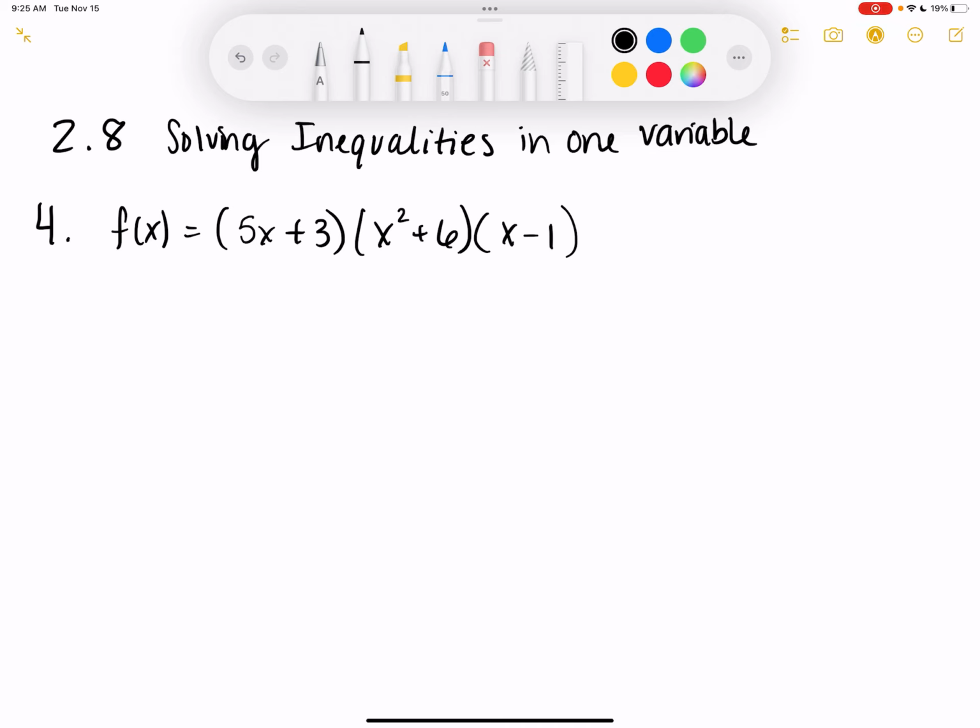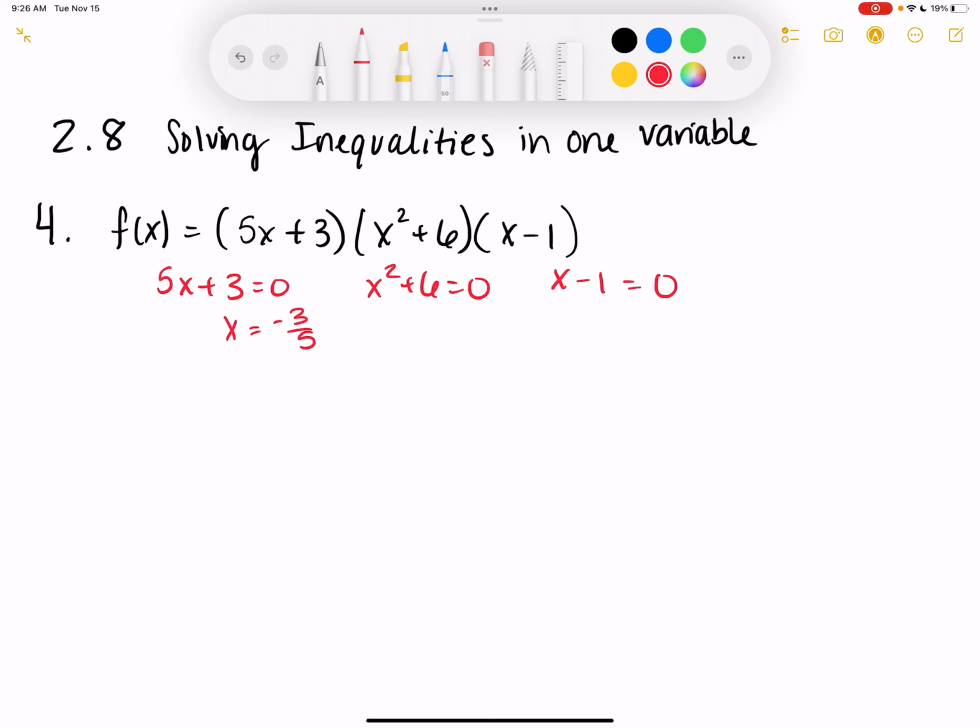All right, so how would I find the zeros? That should be something that we already know how to do. Set each piece equal to 0. So 5x plus 3 equals 0, x squared plus 6 equals 0, and x minus 1 equals 0. So x equals negative 3/5.